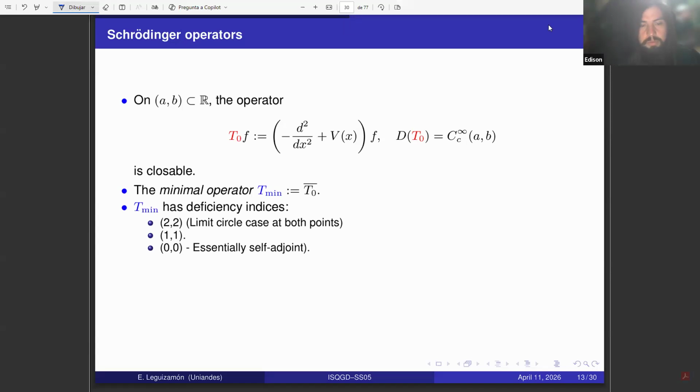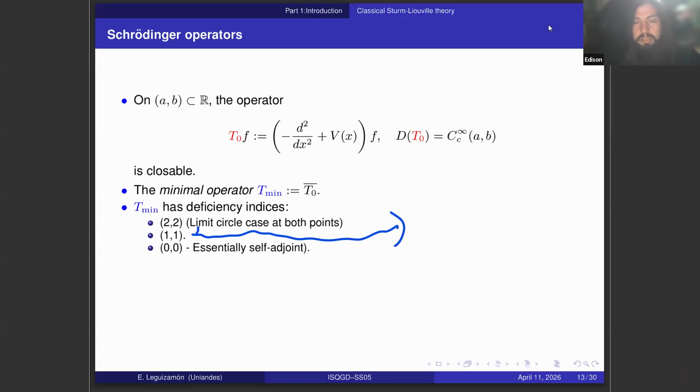Here, I would like to focus on case (1,1), when we have one regular point, and it could be infinity. It is when we can define the boundary condition at this point, and maybe another point where the solutions of this equation, of the algebraic equation, are not in L2.